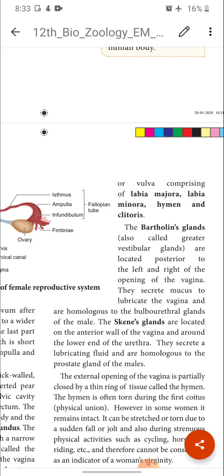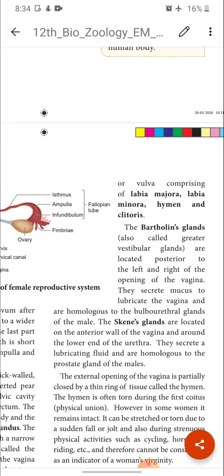Then the Skene's glands are located on the anterior wall of the vagina and around the lower end of the urethra. So what is the function of Skene's glands? They secrete lubricating fluid and are homologous to the prostate gland of the male. So all these you should be clear about, children.